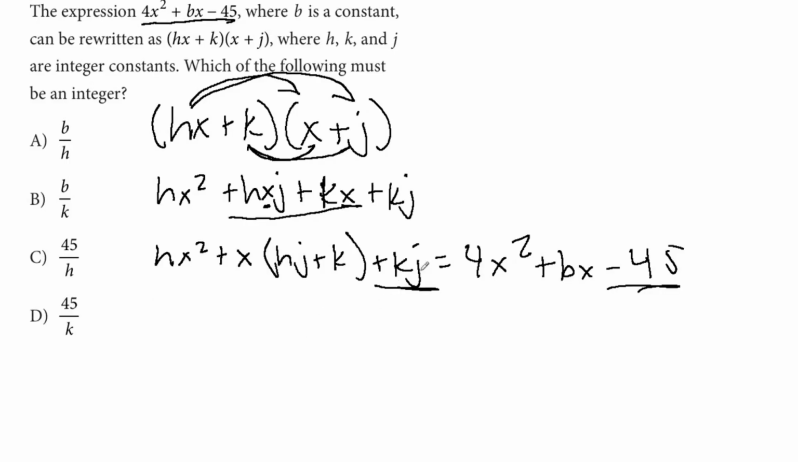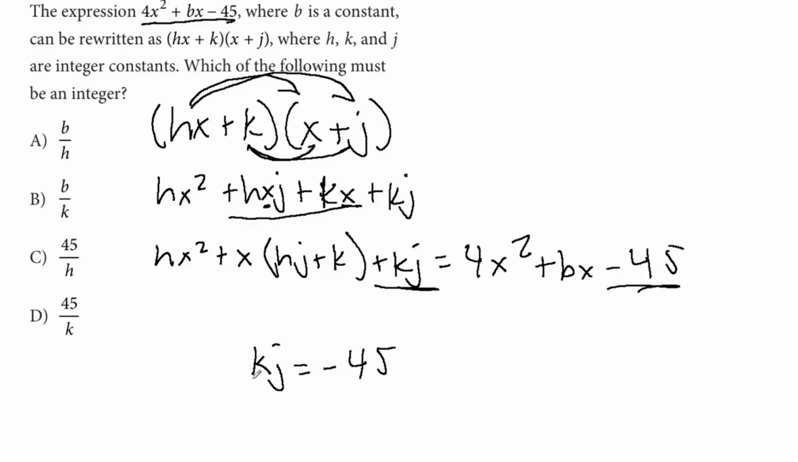All right, so since we know that kj is equal to negative 45, let's go ahead and just put that right here. kj is going to equal negative 45. Now let's look at our choices of answers again. We have A, which is b over 8, B, which is b over k, C, which is 45 over h, and then D, which is 45 over k.